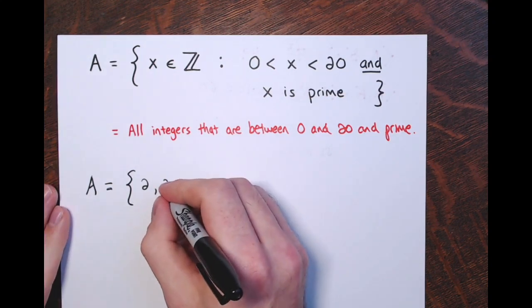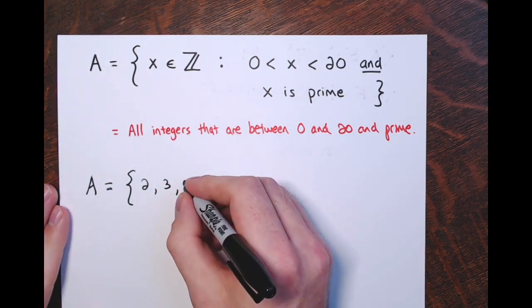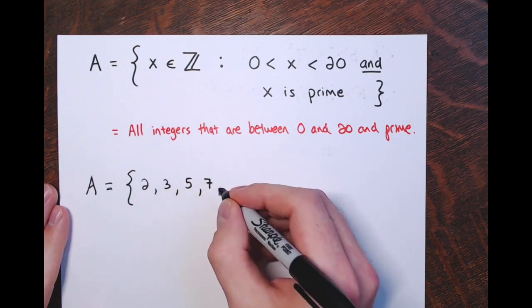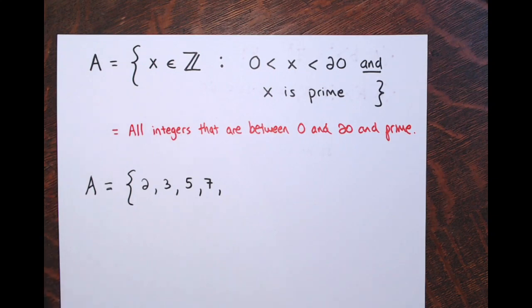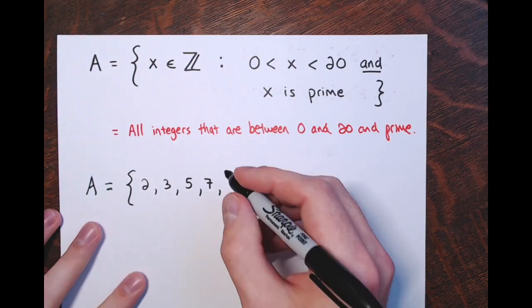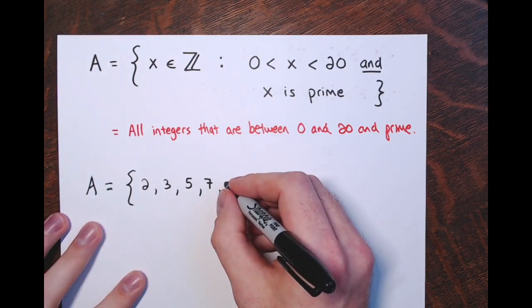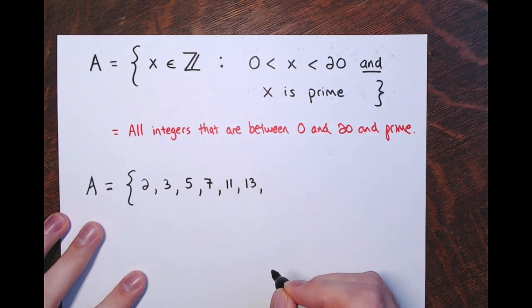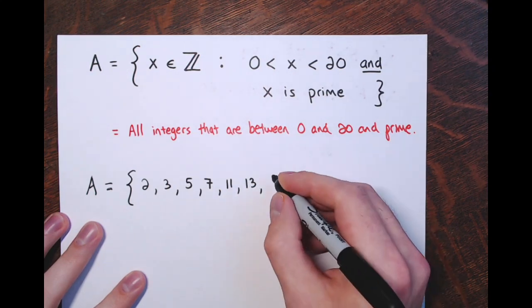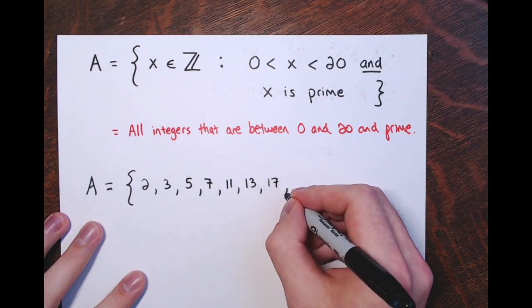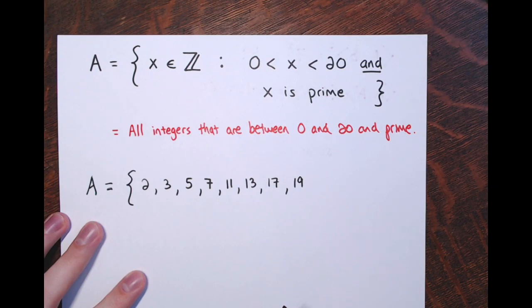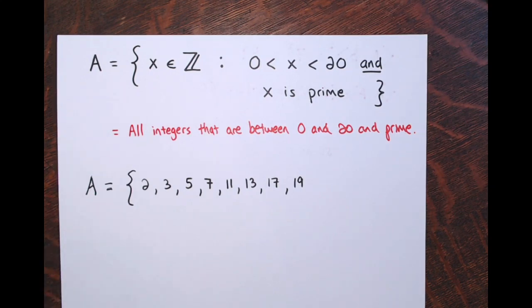So 2 is the first prime number. 3 is prime. 4 is not prime. 5 is prime. 7 is prime. 6. All the even numbers aren't prime after 2, right? So I'm not going to mention the evens, because they're all divisible by 2. 9 is not prime. 11 is prime. 13 is prime. 15 is not, right? It's 3 times 5. 17 is prime. 19 is prime. And then I'm too big, right? We're only looking for the prime integers between 0 and 20.